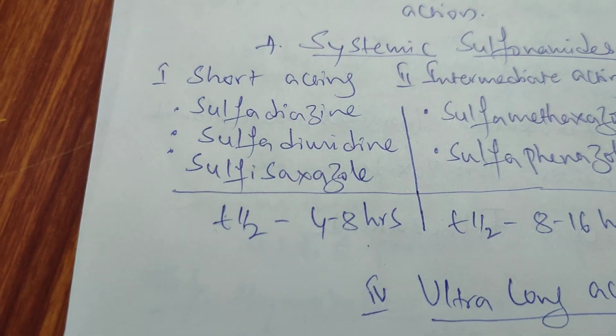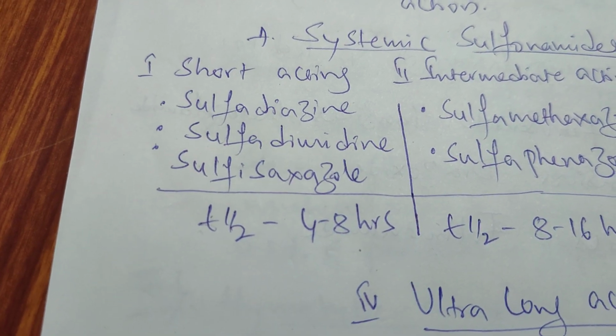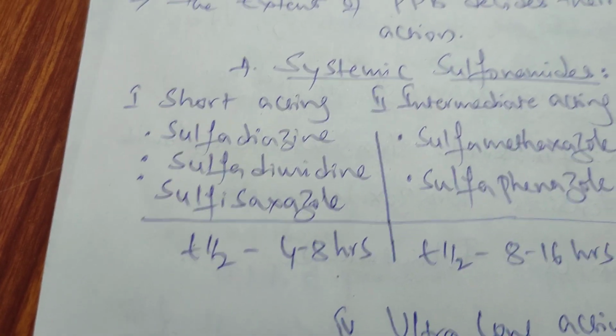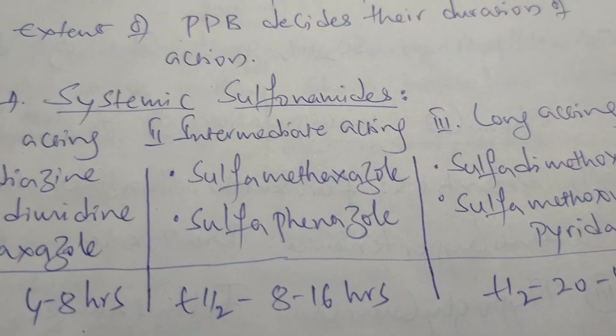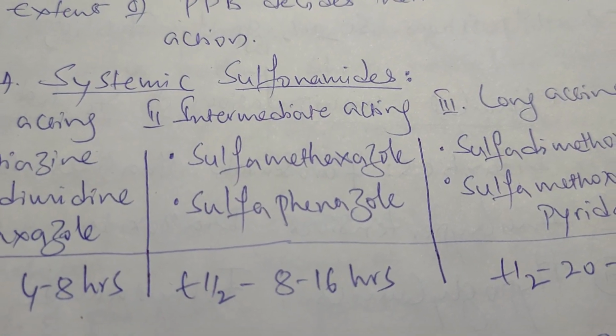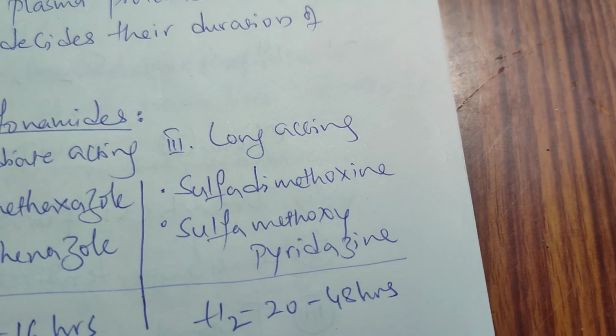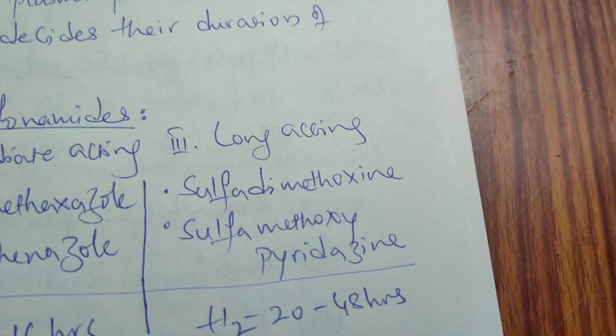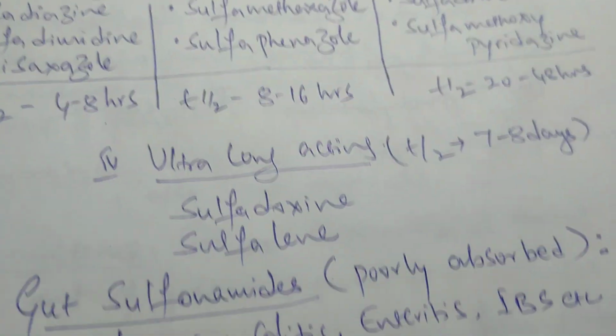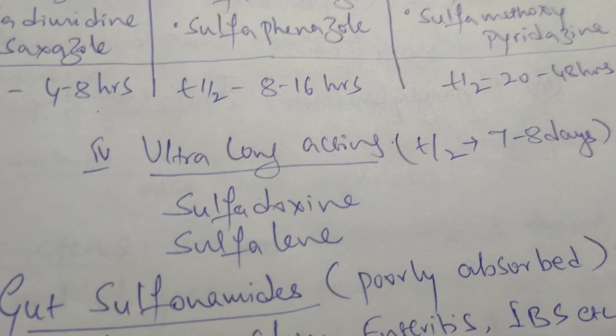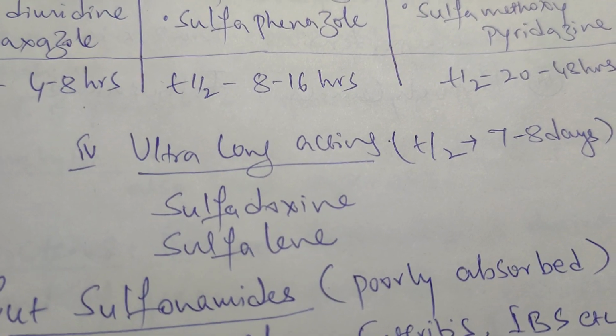You can see the examples of short acting: sulfadiazine, sulfadimidine and sulfisoxazole. Next one is sulfamethoxazole and sulfaphenazole. Okay, next one is sulfadimethoxine and sulfamethoxypyridazine. Okay, the next, ultra long acting, is sulfadoxine, very popular. Then the next one is sulfalene.